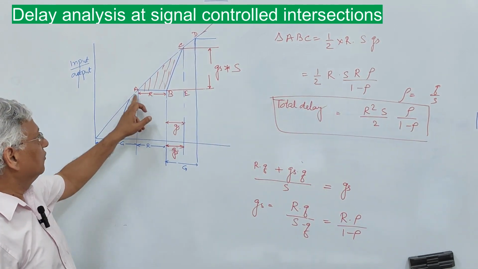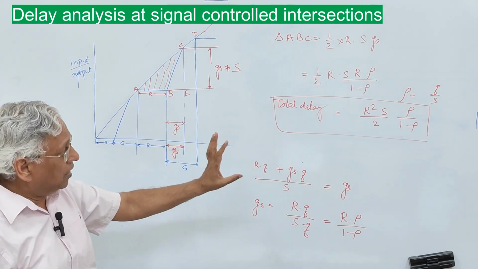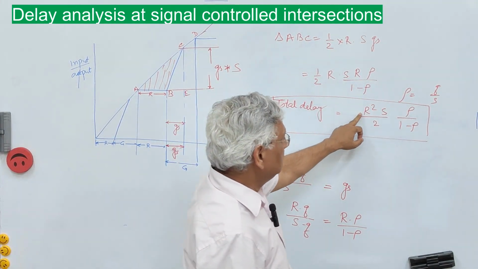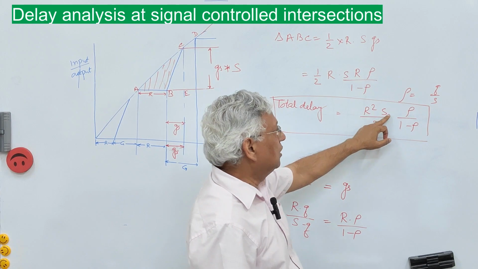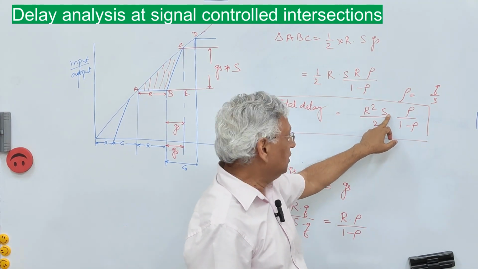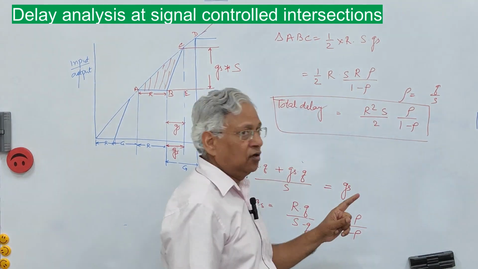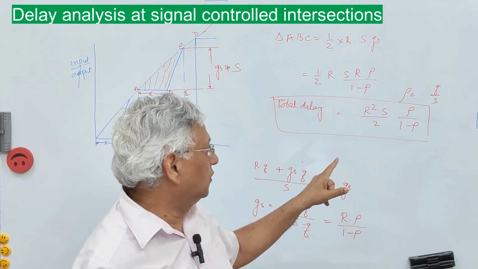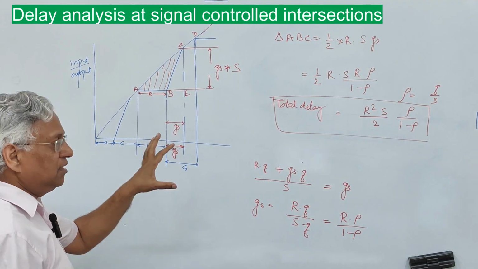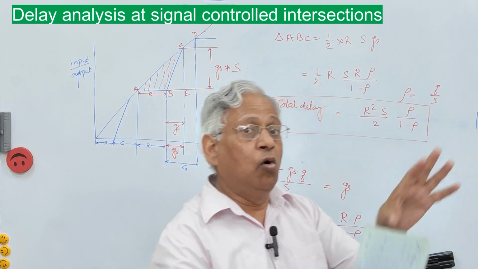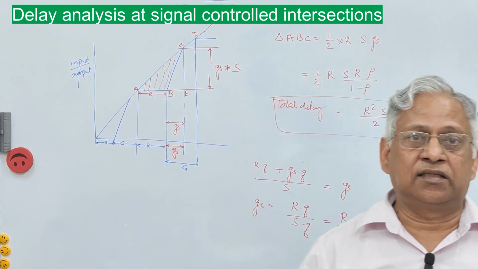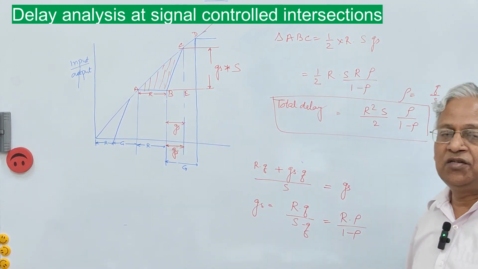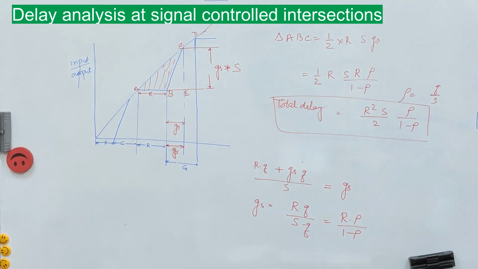Or you can say the area of this triangle. You know all parameters here. You know red time from the signal timings. You know rate of discharge from the stop line. You know Q, rate of arrival. So rho is also known. Now, this is the total delay to all vehicles which are using the intersection. Our interest is to find out the average delay to an individual vehicle.